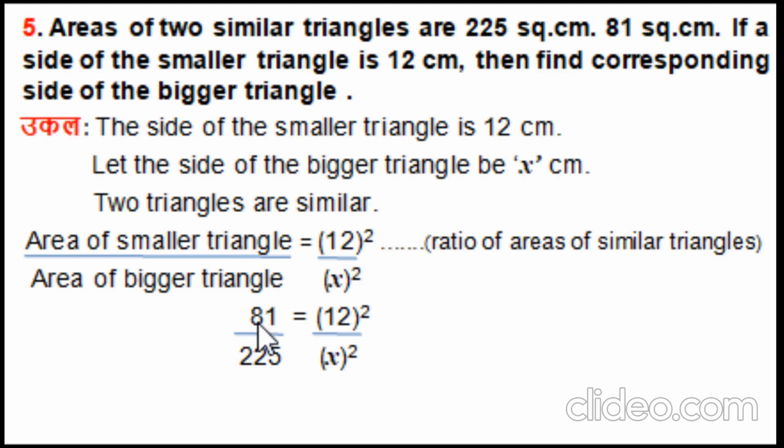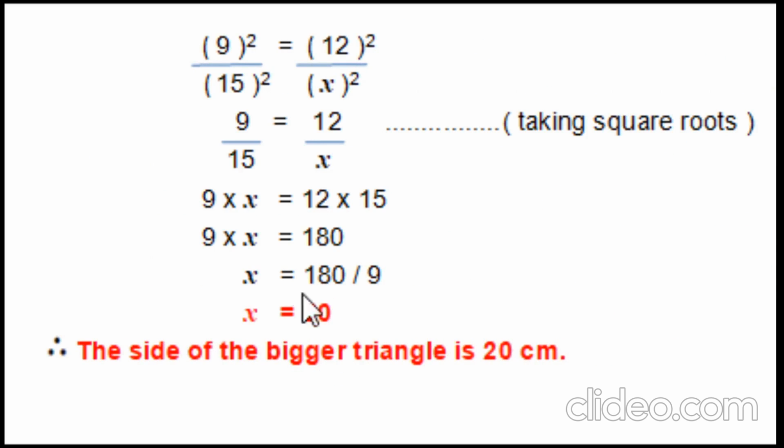So area of smaller triangle 81, area of bigger triangle is 225, square of 12, square of x. Then 81 is square of 9, 225 is square of 15, is equal to square of 12 upon square of x. Then by taking square root, we get 9 upon 15 is equal to 12 upon x. By cross multiplying, we get 9 into x is equal to 12 into 15. So 9x is equal to 180, x is equal to 180 upon 9, that is 20. So we get this side of the bigger triangle. The side of the bigger triangle is 20 centimeter.